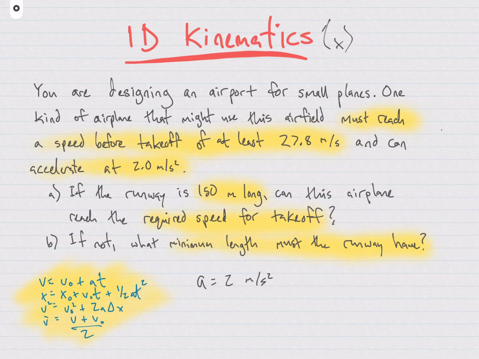And we're focusing on A right now, so let me put A. So if the runway is 150 meters long, this means that we are only measuring the total distance to be 150 for part A. That would be the length, hypothetically, of the runway. And we are going to see if this length allows us to reach the required speed for takeoff. And the required speed, remember, let me put velocity required below, is 27.8 meters per second.